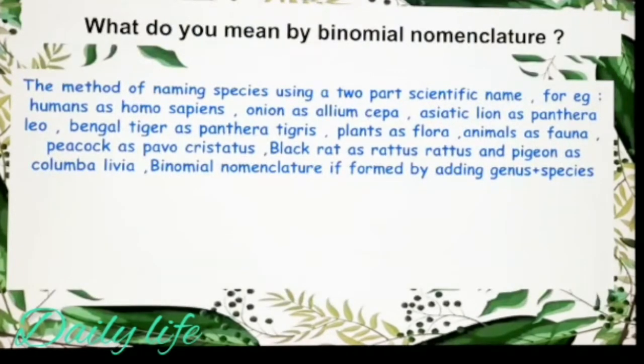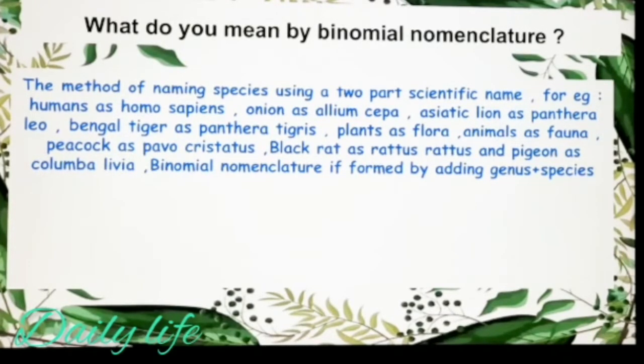What do you mean by binomial nomenclature? The method of naming species using a two-part scientific name. For example, humans as Homo sapiens, onion as Allium cepa, Asiatic lion as Panthera leo, Bengal tiger as Panthera tigris, plants as Flora, animals as Fauna, peacock as Pavo cristatus, black rat as Rattus rattus, and pigeon as Columba livia.